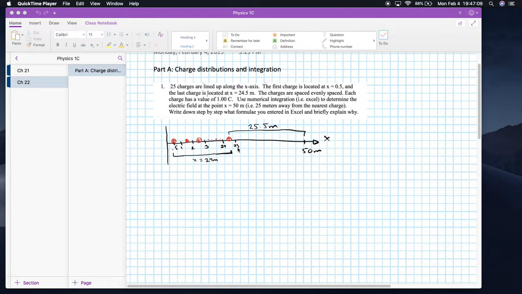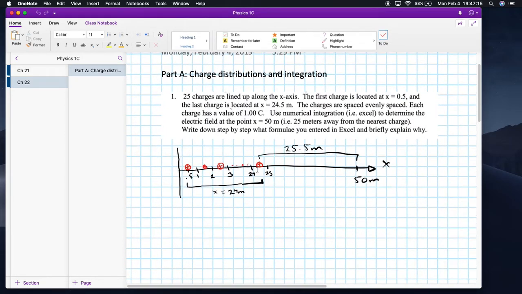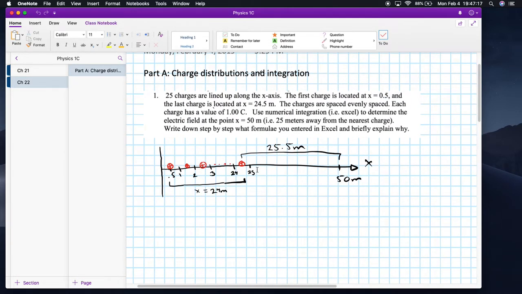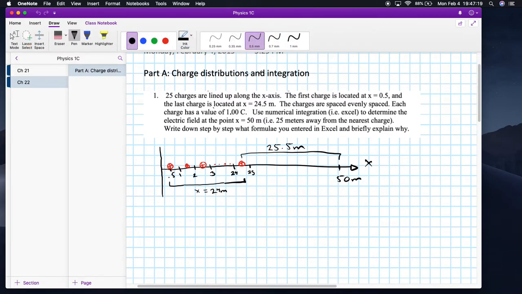So here is the first problem we'll be going over today. This is about charge distributions. Okay, and if you don't already know the problem, you can pause the video and read it. But a quick summary of it is that we have a bunch of charges, 25 in fact, and it starts at 0.5 meters, and every meter is another charge up until 24.5 meters.